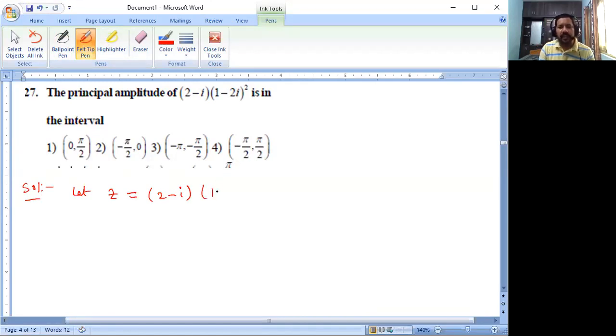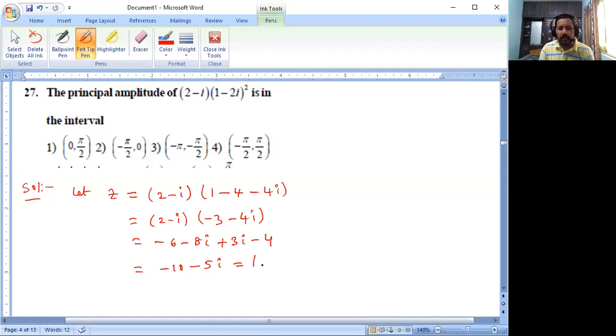Expand that using a square plus b square. There i square will come, so you get negative: minus 3 minus 4i. Now (2 minus i) into (minus 3 minus 4i). Multiplying both: minus 6 minus 8i plus 3i plus 4i square, and that value is negative. So finally what we are getting is minus 10 minus 5i. We can represent this as the point (minus 10, minus 5).